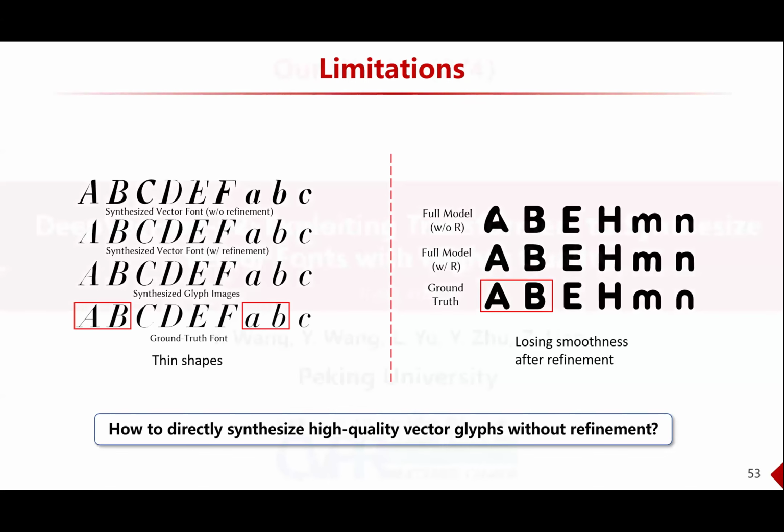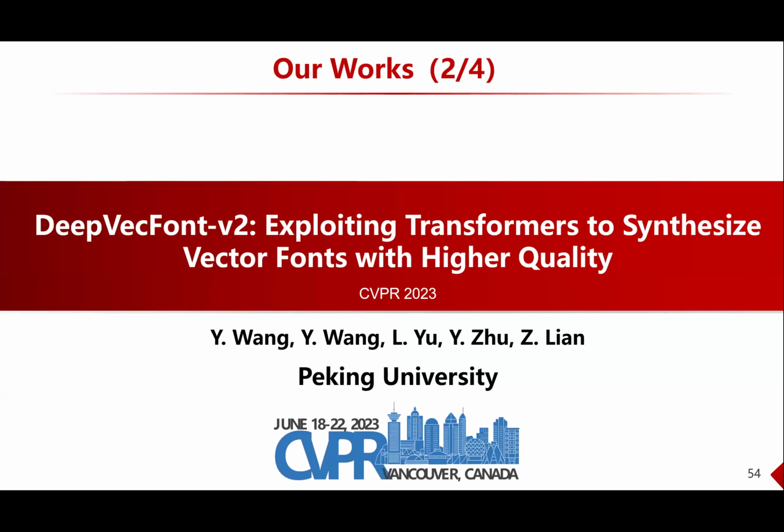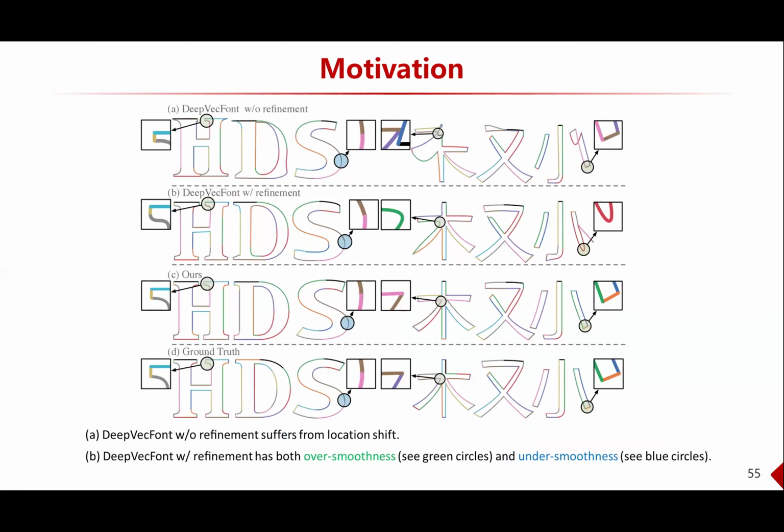And here comes another work, published in CVPR 2023. The motivations are twofold. First, the original DeepVecFont without refinement suffers from low quality. And second, the original DeepVecFont with refinement has both over-smoothness, like here, marked out by the green circle, and under-smoothness, see the blue circles. The proposed DeepVecFont-v2 successfully addresses these problems.